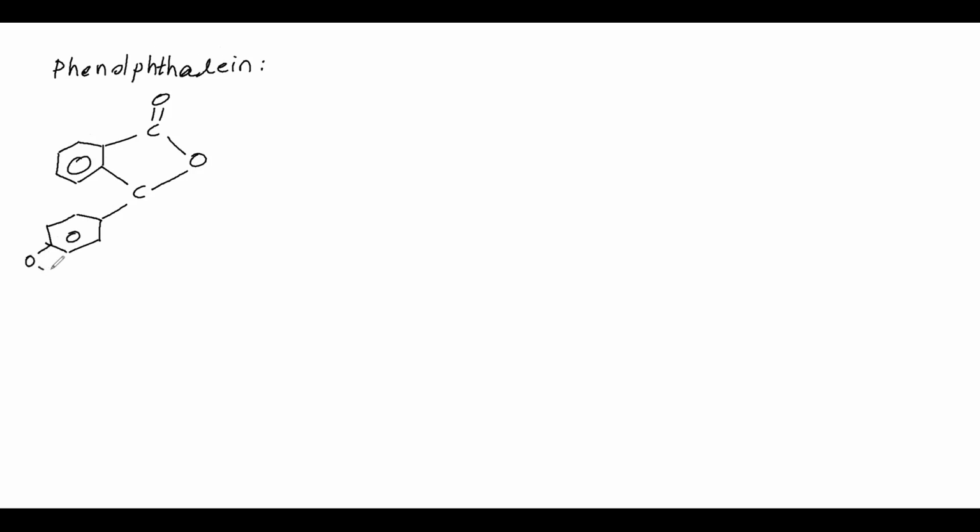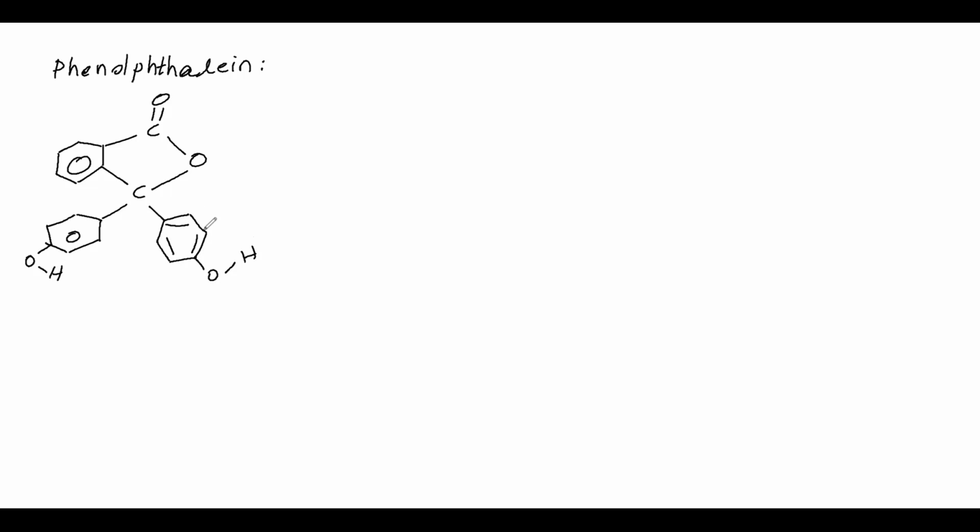Here at para position an OH group is present. Next, another carbon is bonding with another phenyl ring. Here, five bonds let us give. Okay, like this it will be there. This is called phenolphthalein.